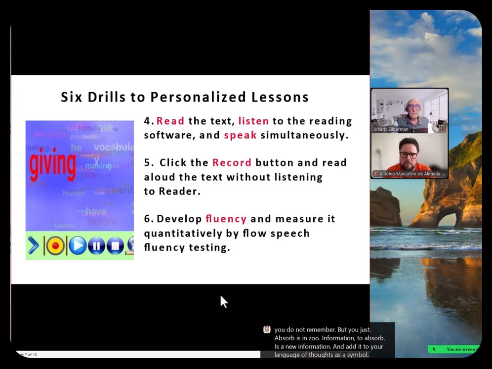Drill 4. Read the text, listen to the reading software, and speak simultaneously. Now you understand that drill 4 is the basic, the primary drill of AIWAT and of the whole system, because it automatically activates your subconscious and automatically eliminates forgetting and cross-translation.